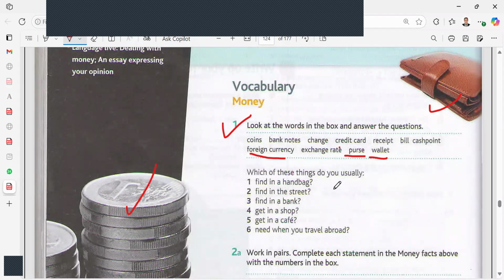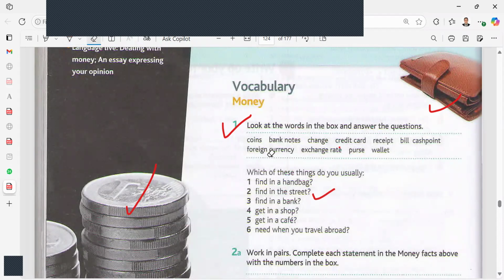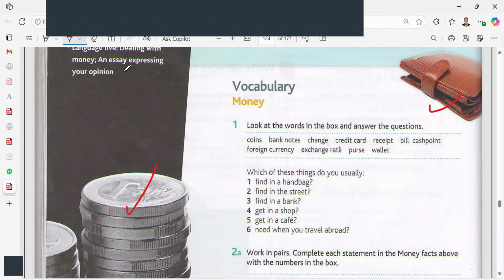In the street, what can you find in the street? Maybe the bell. No, in the street you can find a cash point. Okay. Cash point, right? And sometimes you can find banknotes or some coins in the street. Some people lose their money.